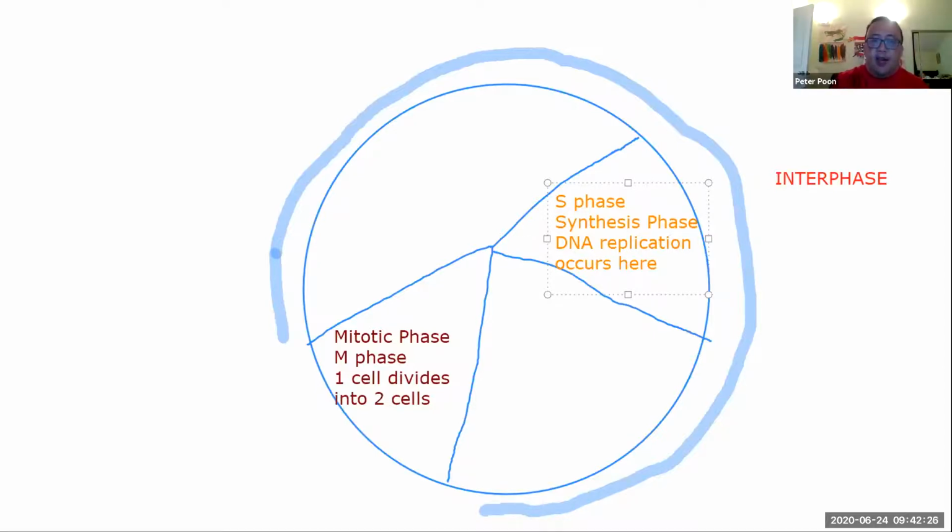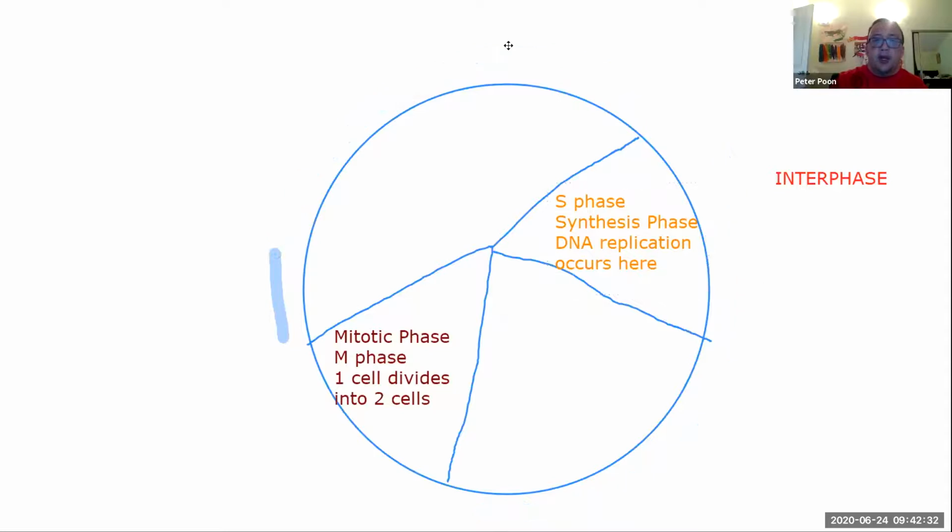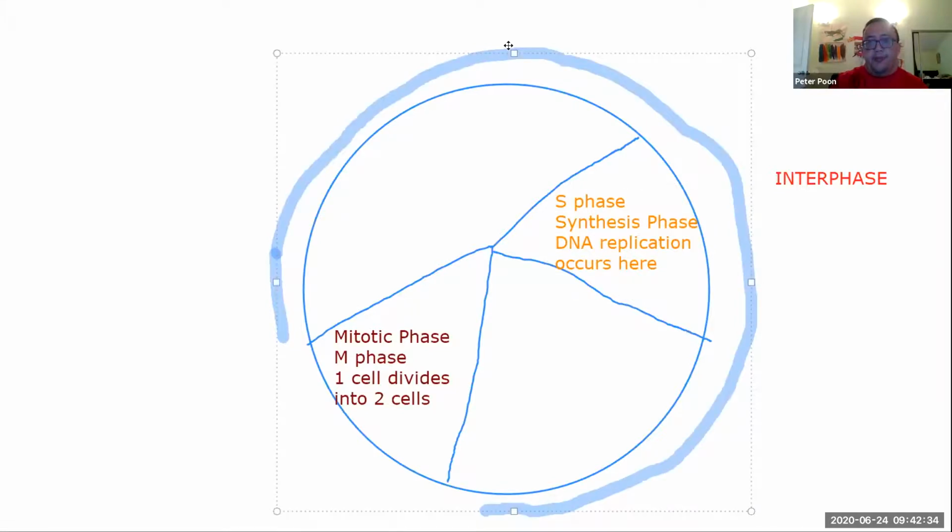Okay, so now you can see two phases and you can see two gaps. Gap 1, or G1.